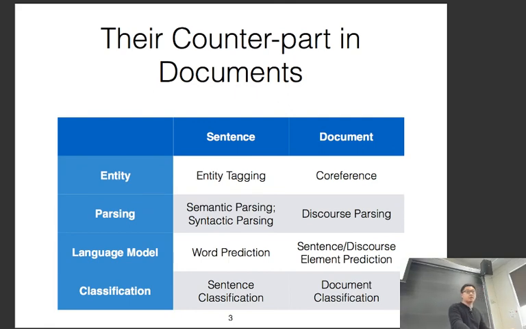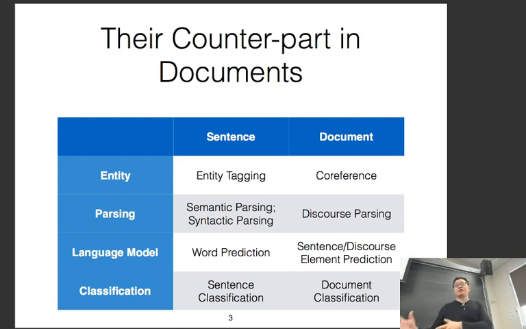And then language model: at the sentence level, well, not exactly sentence level. I would say word level, because you are going through the whole document for a language model anyway, but you are doing word prediction. As we talk about document level, we can do language modeling on sentence prediction or discourse element prediction, something not smaller than the word unit. As for classification, we can do sentence classification. In documents, we do document classification.